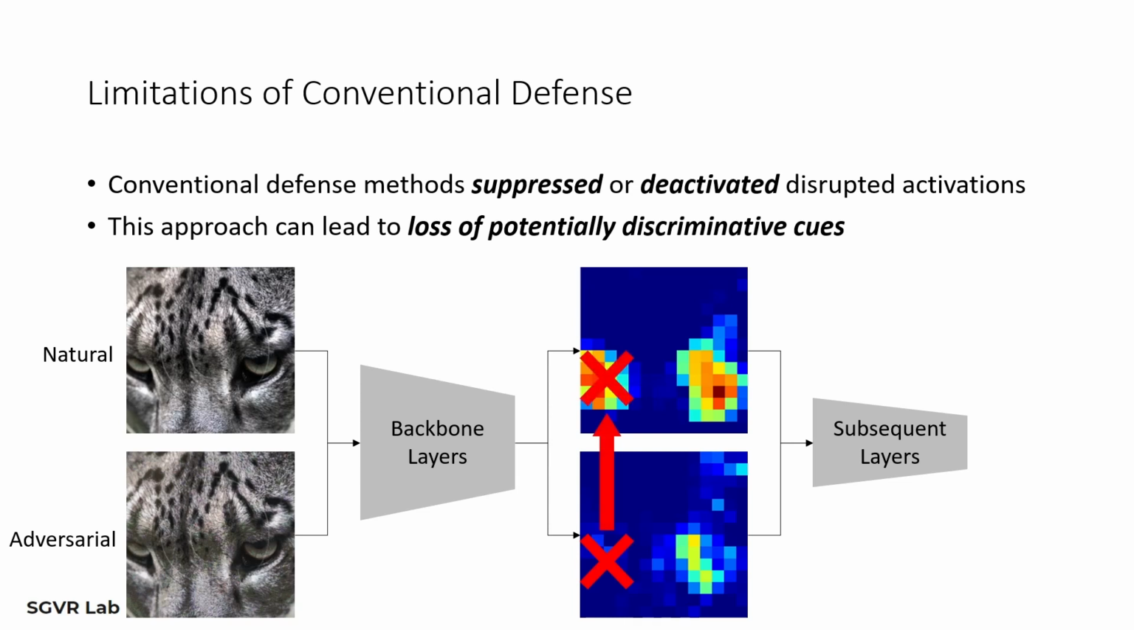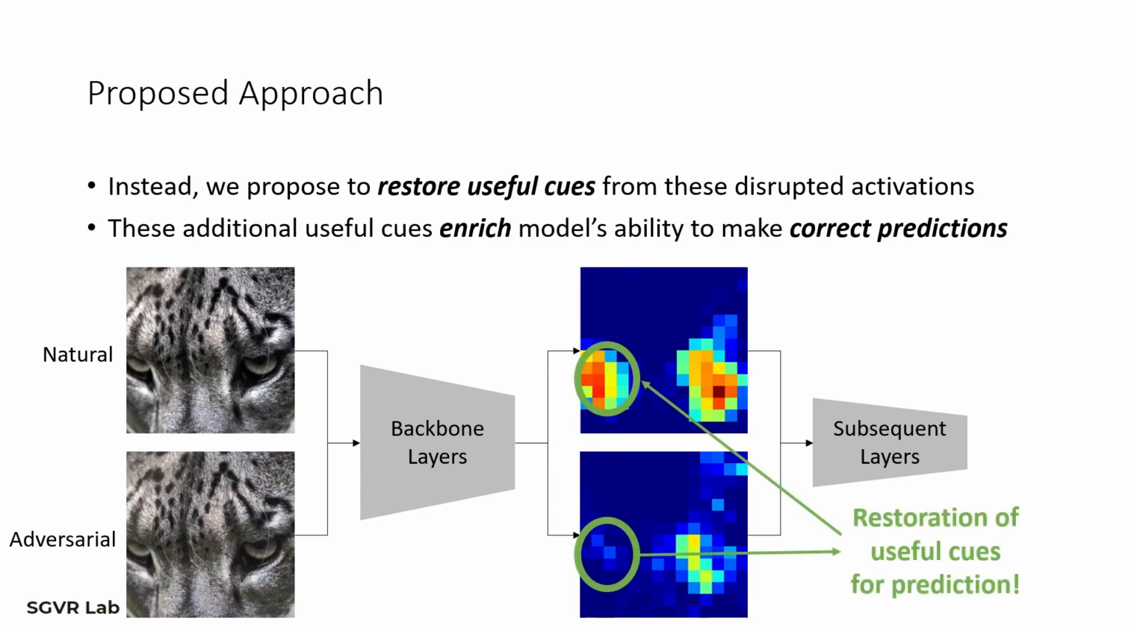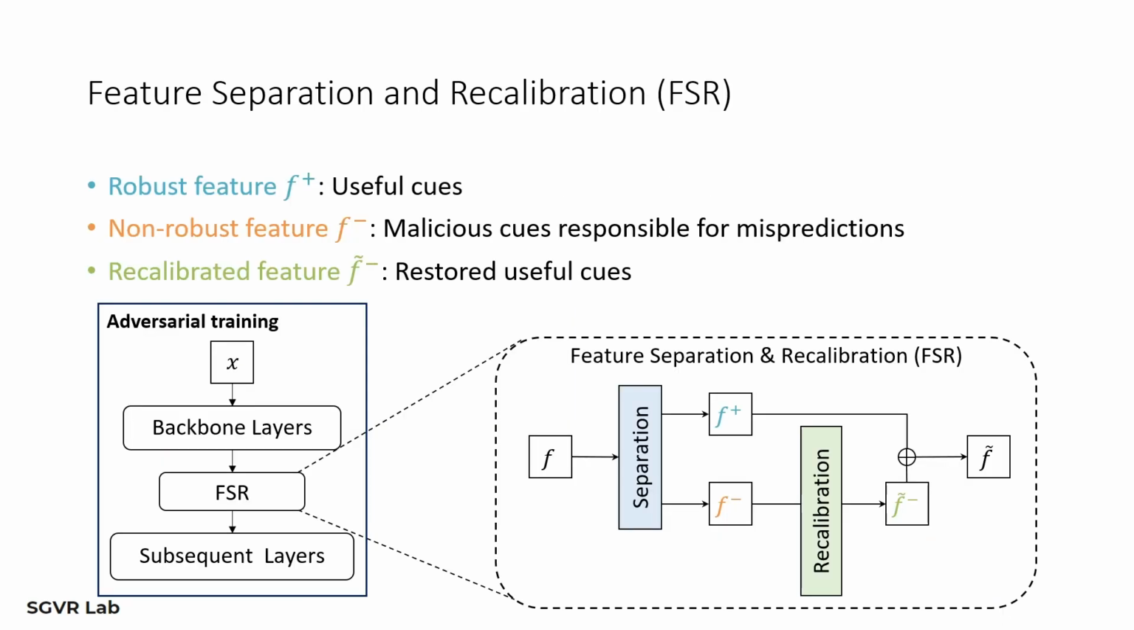However, this approach can lead to loss of potential discriminant cues regarding the target object and limit the model's ability to make correct predictions. Therefore, we instead propose to restore useful cues from these disrupted activations that are otherwise neglected. This additional useful information will better guide the model to make correct predictions under attack. Based on this idea, we propose a feature separation and recalibration module that restores useful cues for predictions from non-robust features responsible for model mispredictions under attack.